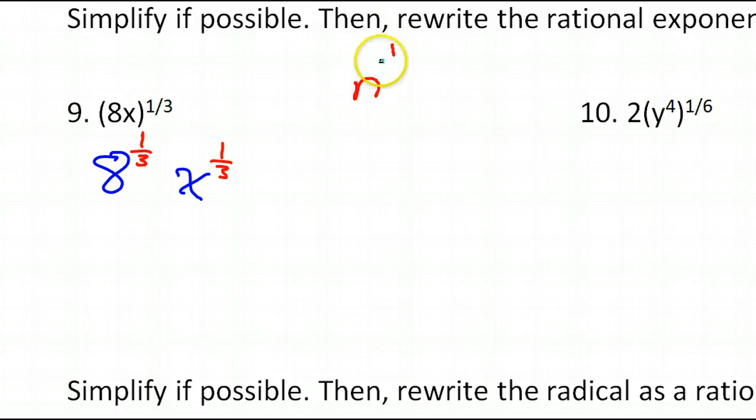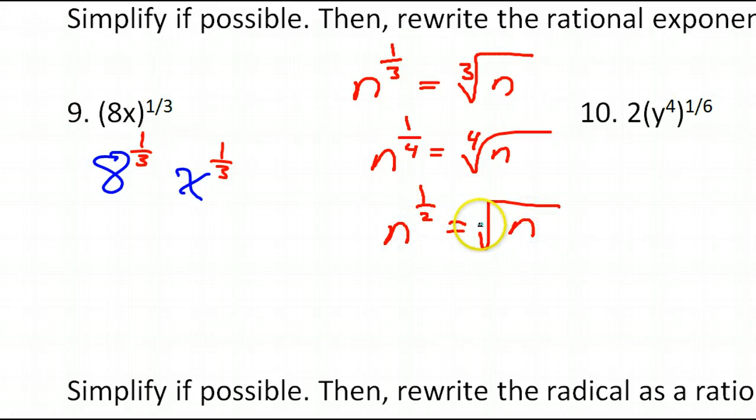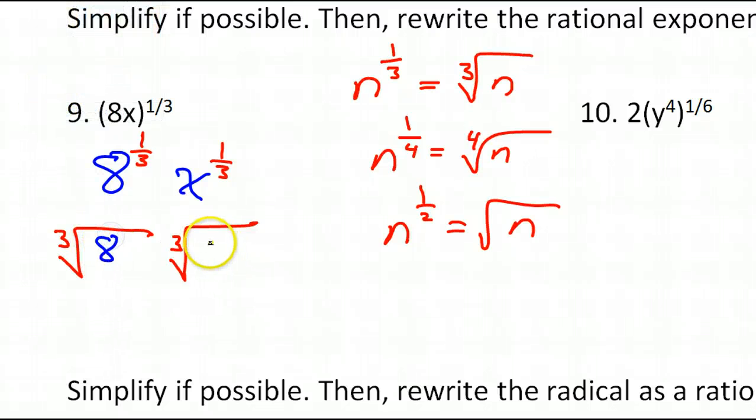So remember, n to the 1/3 power is the same thing as cube root of n. You know what I mean? N to the 1/4 power, that's the 4th root of n. And for example, n to the 1/2 power is the square root of n. Don't put the 2. So with this in mind, we know that 1/3 power, that's just the cube root. So what we really have here is the cube root of each of these things. Okay, so we have the cube root of 8 and we have the cube root of x.